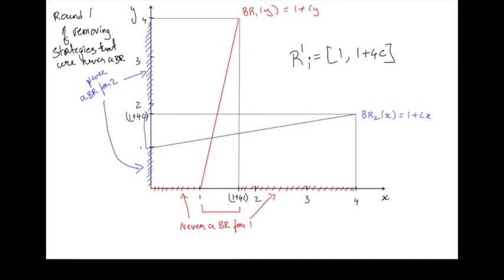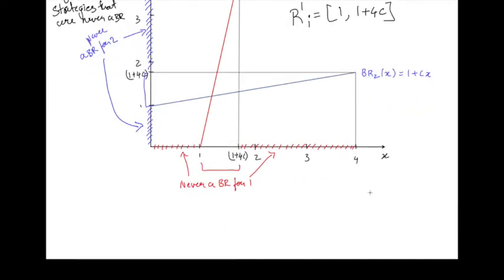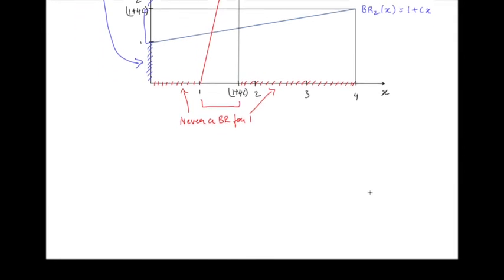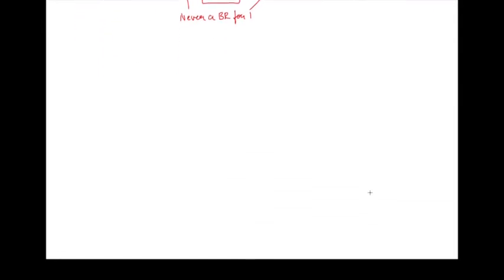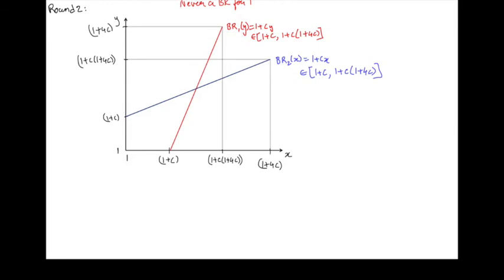For the next round, we'll draw a new picture and zoom in and keep only those strategies that survived. Now on each axis, we only need to mark the strategies available to the player after we've removed the strategies that are never a best response. So the only strategies that we need to put on each axis are those between 1 and 1 plus 4c.